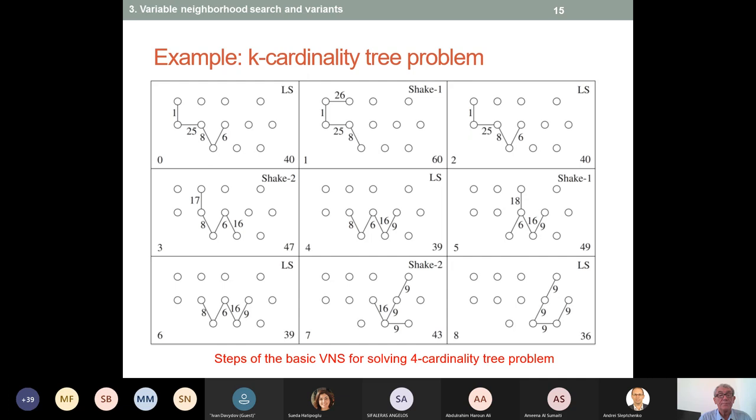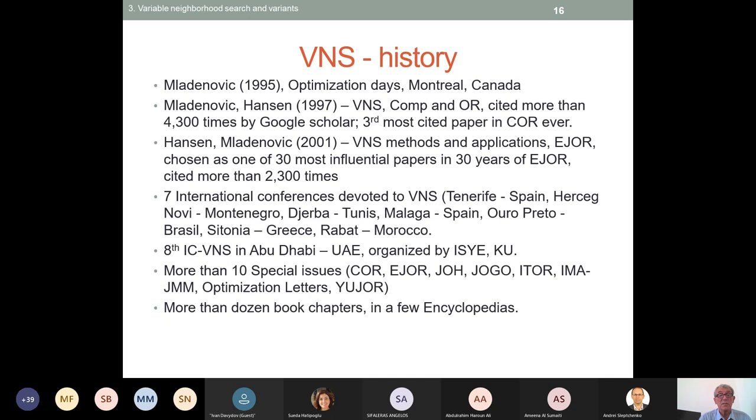So, briefly, VNS history. I first proposed it at Optimization Days in Montreal. Then our first paper now has 4,300 citations, and it is the third most cited paper in Computers and OR ever, okay? And we also have 7 international conferences. This one is the 8th.